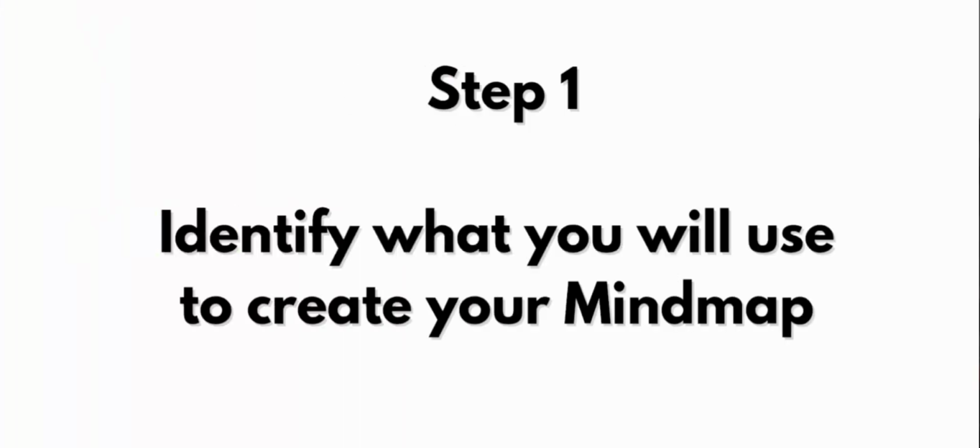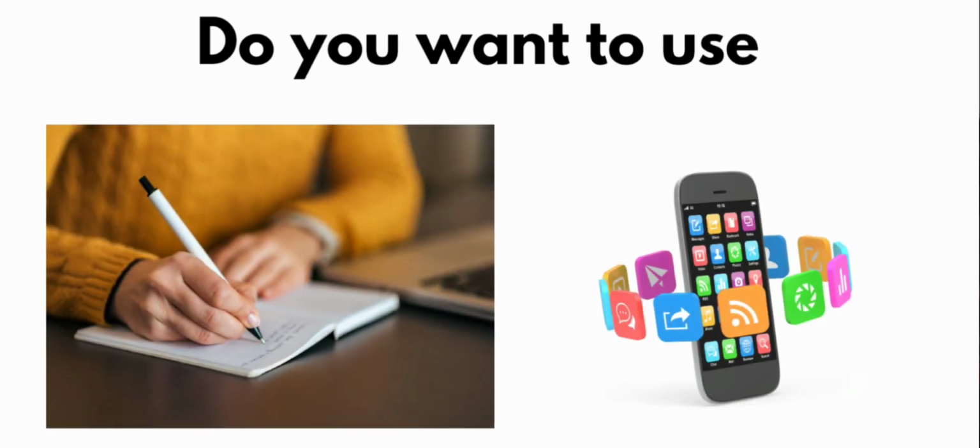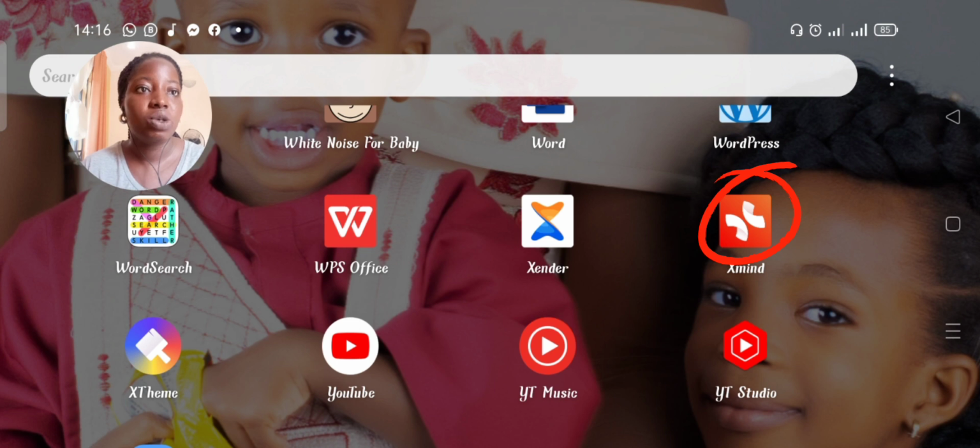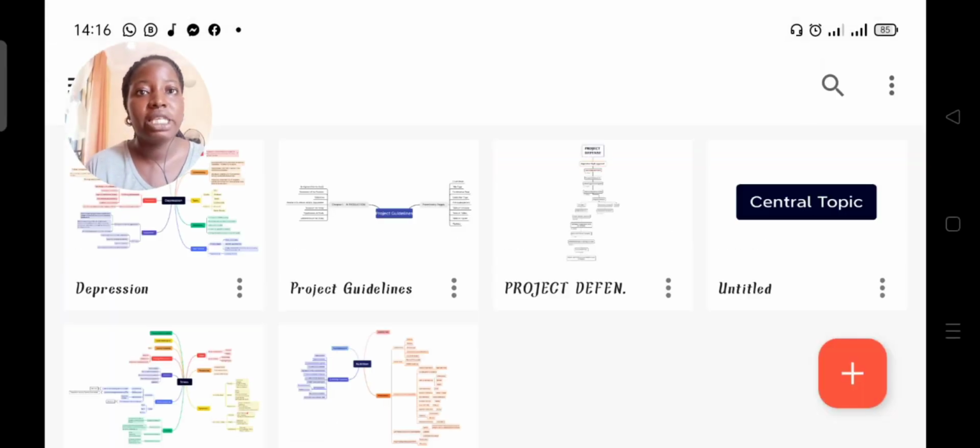Okay, so the first step is to identify the tool you are going to use. You can either do it manually or use mind map apps, and I'm going to be using Xmind. Okay, so all you have to do is go to your Google Play Store and download the app. So I'm going to click on it right here on my phone.